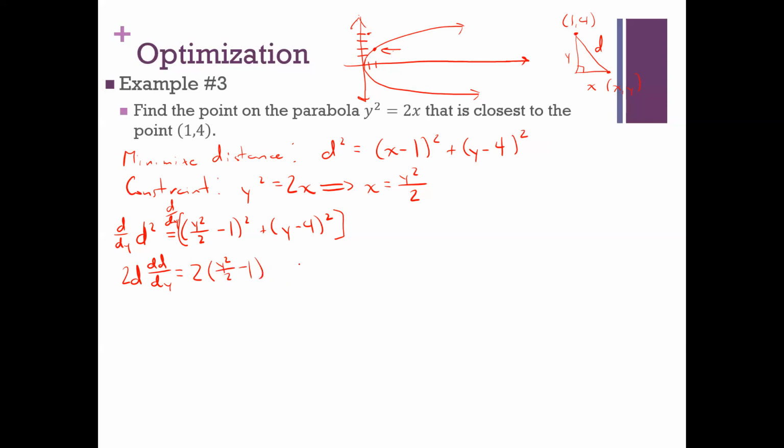But then what's the rest of the chain rule say I have to do? What's the derivative of the inside? Yeah, just y. All right, so that one is done. How about the other one? Should be 2 times y minus 4, right? All right, so I have a derivative.